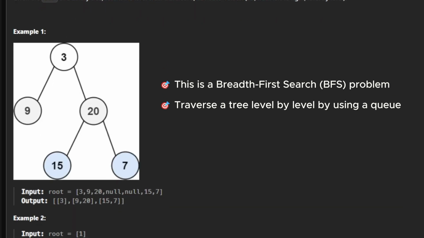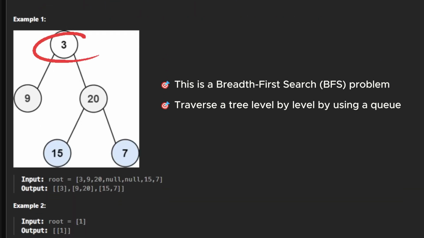Let's check the first example together. We start at level 0, just 3. Next, level 1, 9 and 20. Then the last level, 15 and 7. So the output will be a list of lists: 3; 9, 20; 15, 7.